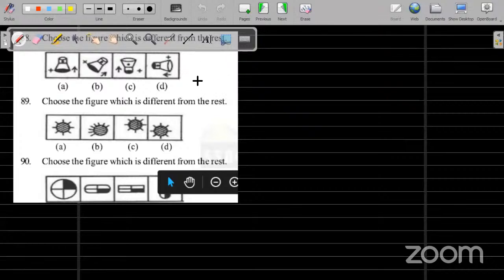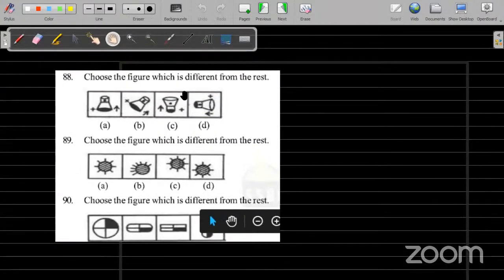Choose the figure that is different from the rest. It is very difficult to identify this, but we'll make a try. Which is different from the rest means in a particular way. We may get the answer in many ways. For option C, there is a dot inside that is not there for the others. So that could be the answer.